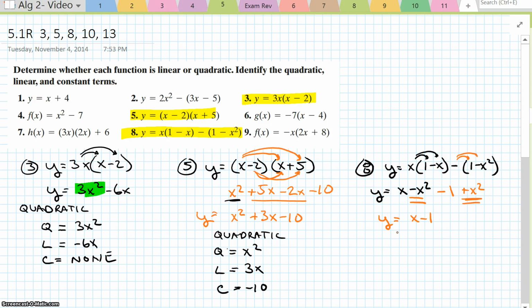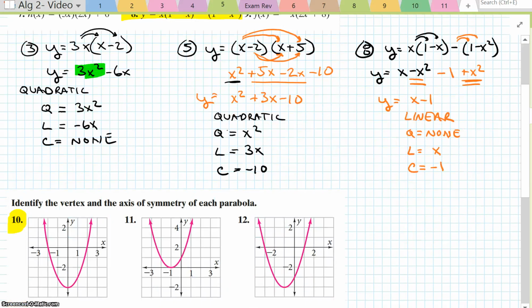So since there is no x squared term, this is a linear function. Alright, so the quadratic term is none, hence it's linear. The linear term is just x, and the constant is negative 1. Okay, so review that if you have any questions. And let's move on to the last 2 questions of this one.